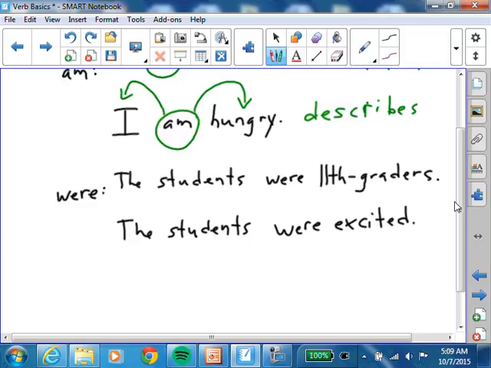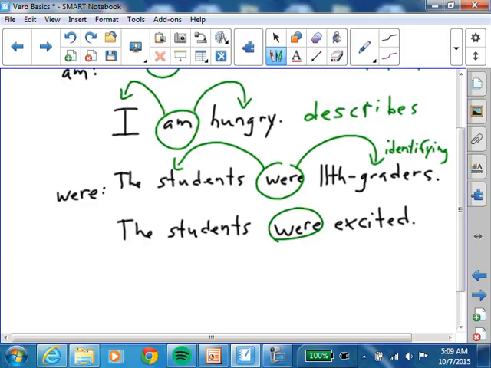And what we're having here is a linking verb, were, linking the subject of the sentence, namely the students, to another noun, namely 11th graders, that once again is identifying the students. And in the second sentence, we have the linking verb were, linking the subject students to an adjective, which is describing those students. And that, folks, is how linking verbs work.